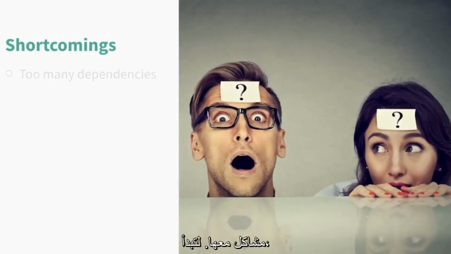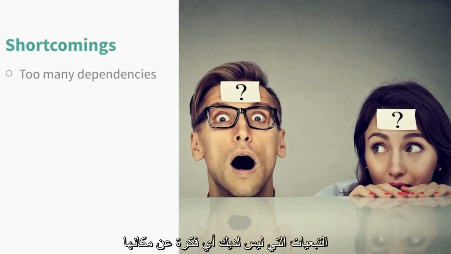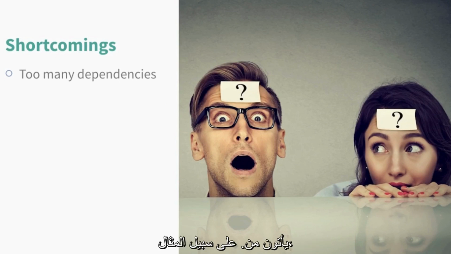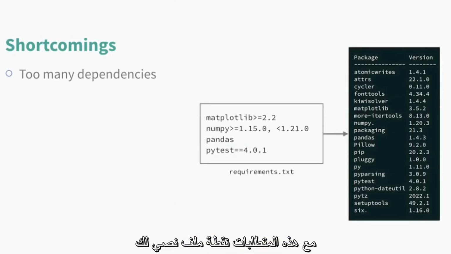But there are some problems with it. To start with, you will end up with a lot of dependencies that you have no idea where they come from. For example, with this requirements.txt file, you will end up with all these libraries installed. The reason is that some of the libraries in the requirements.txt file depend on other libraries as well, and they will all get installed. This is to make sure that you have everything you need in this environment for your project to work. But then you end up with a lot more dependencies than what you're expecting.